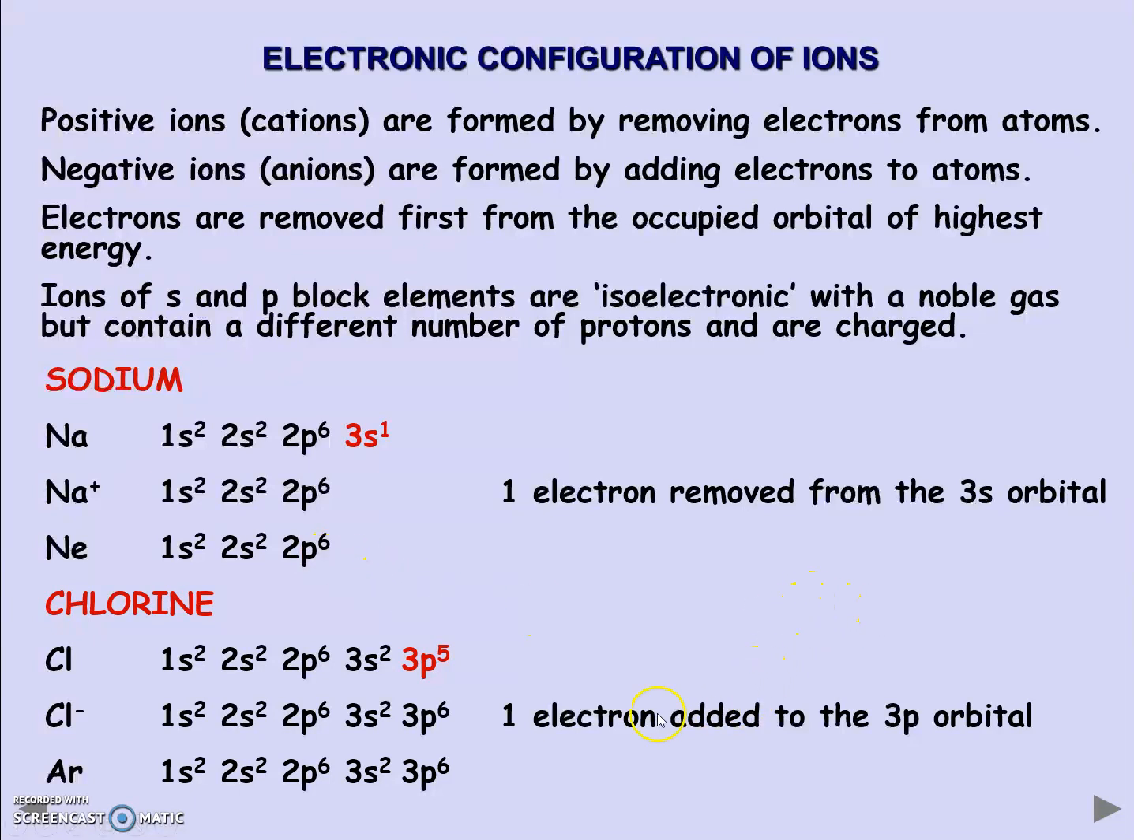If you're making a negative ion, you add an electron to the highest energy orbital. So for example, chlorine has the electron configuration 1s2, 2s2, 2p6, 3s2, 3p5. A chloride ion, negative charge, has gained 1 electron, goes up to 3s2, 3p6. Okay.